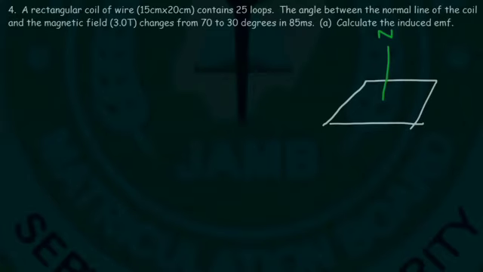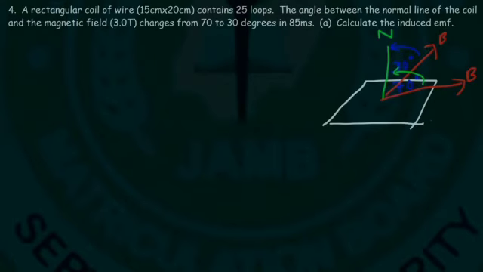So initially, the magnetic field is at an angle of 70 degrees relative to the normal line. And then after some time, the magnetic field, let's call this B final and B initial. Well, the magnetic field is constant, but the angle changes, so it's really theta final and theta initial. But after some time, the magnetic field is going to be 30 degrees relative to the normal line. So that's the picture that we have in this problem.